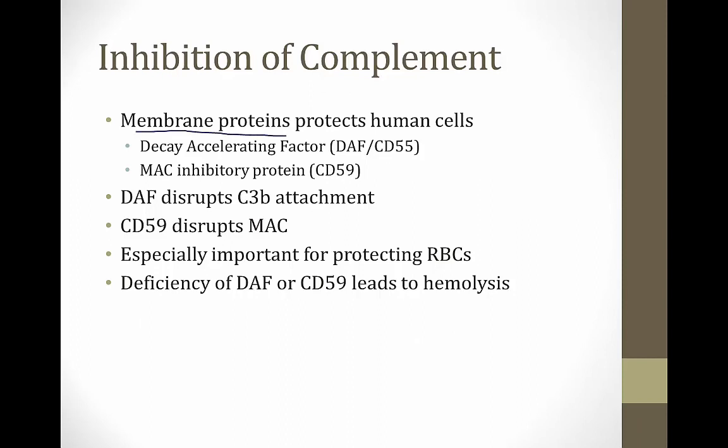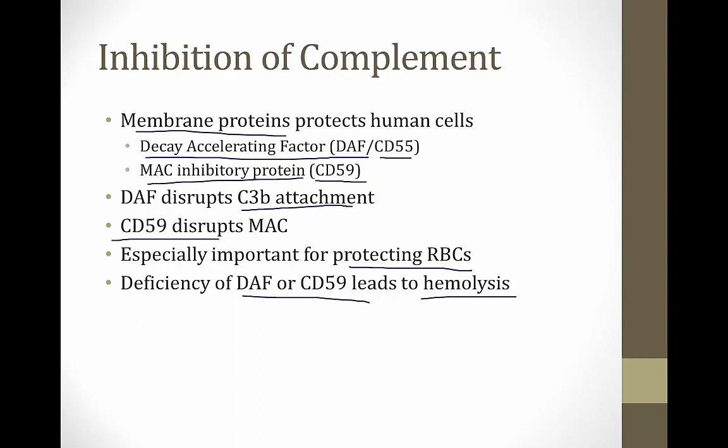Two of the most important ones are called decay accelerating factor and MAC inhibitory protein. Decay accelerating factor is often called DAF, it's also called CD55, and MAC inhibitory protein is also called CD59. DAF disrupts the attachment of C3b so that it can't proceed with formation of the MAC, and CD59 directly disrupts the MAC. And these are especially important for protecting red blood cells because patients who are deficient in DAF or CD59 have problems with hemolysis.